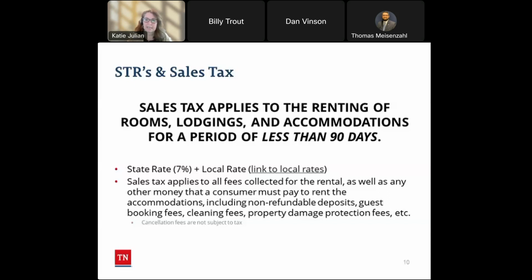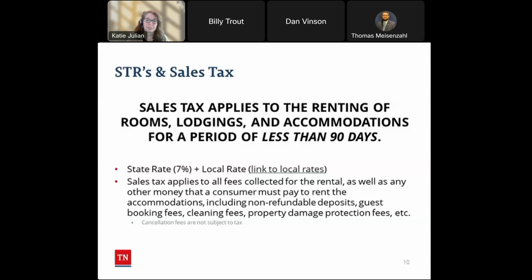After 90 days, the dealer furnishing the room can refund sales tax already collected from an occupant and claim credit on their sales tax return. So let's say someone starts off assuming that they're going to be renting the room, the treehouse, whatever it is, less than 90 days, and then they stay over 90 days. At that point, the owner can refund the renter their sales tax and claim it on their sales tax return.